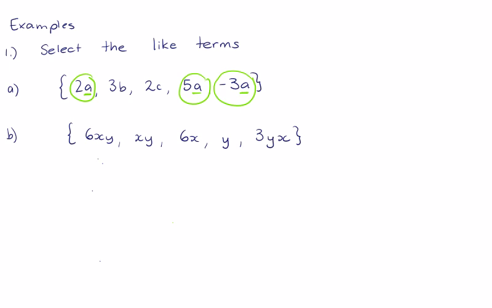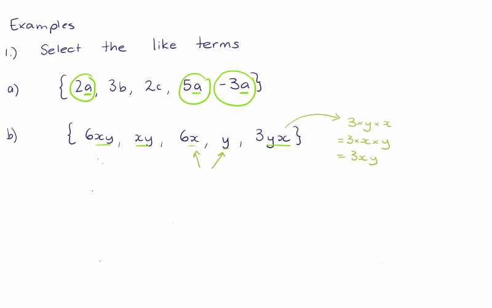So if I go to 1b, what I notice is I've got this xy, xy, an x and a y, yx. Let's just look at this for a second. This means 3 times y times x. Ask yourself the question, does it matter which way you multiply? The answer is no. So you could write that like that, and you get the xy and it looks like the others.